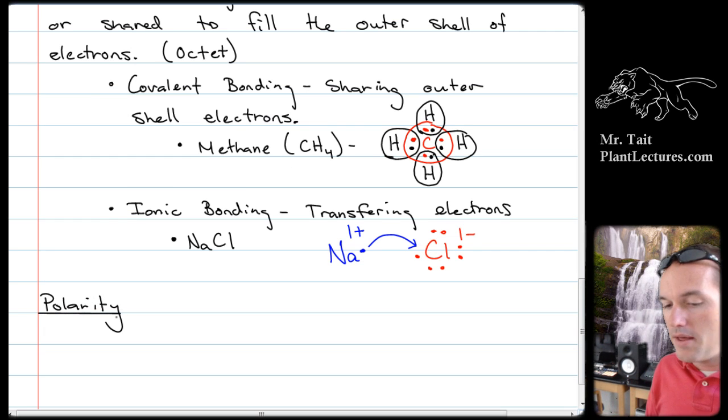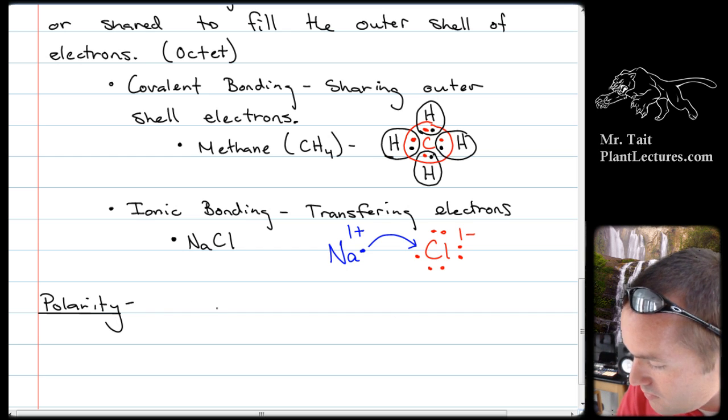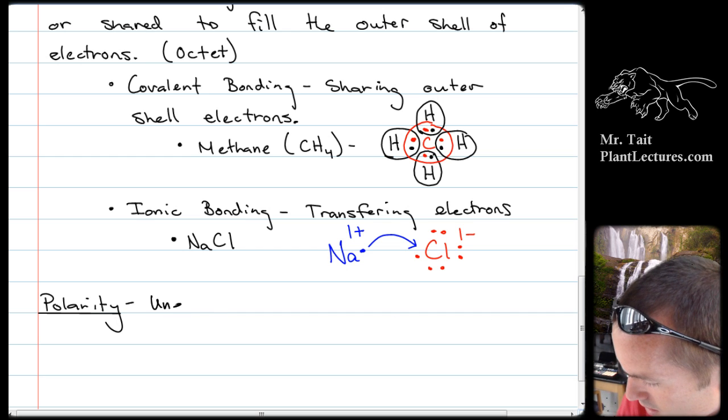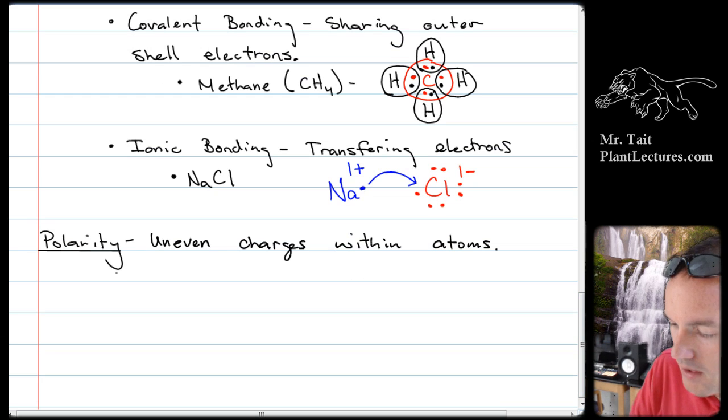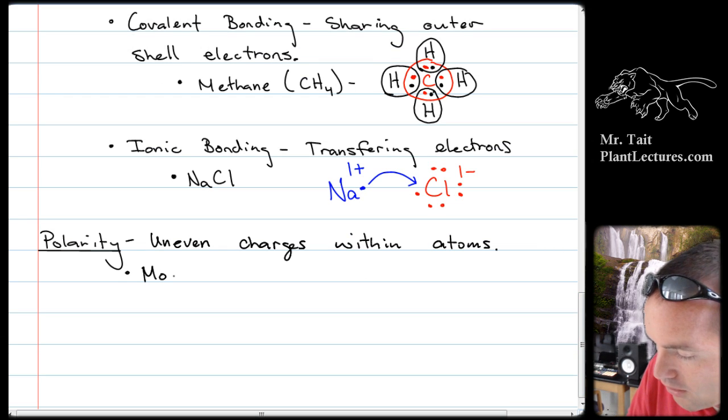So, polarity just means how the electrons are being shared. Are they being shared evenly or are they being shared unevenly? Uneven charges within atoms. Okay, and there's 2 types of polarity. The first type is called molecular polarity.